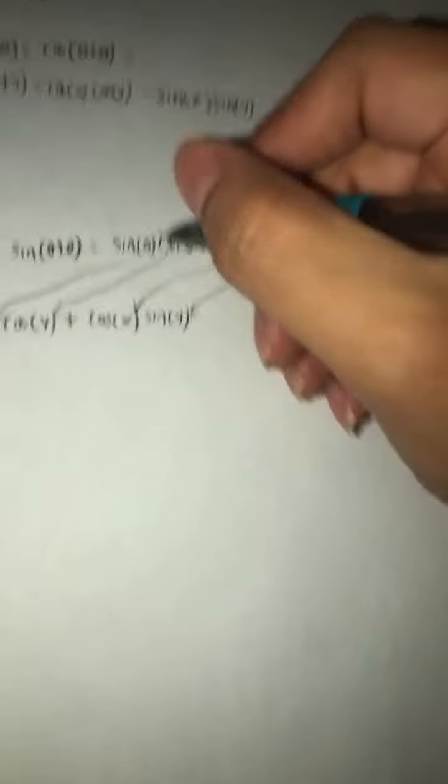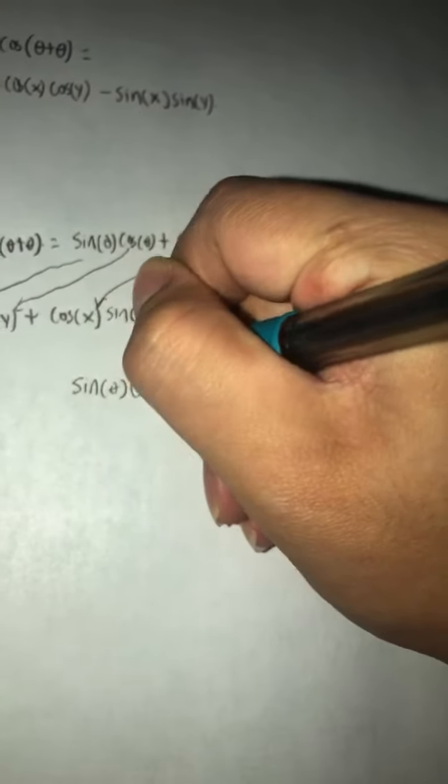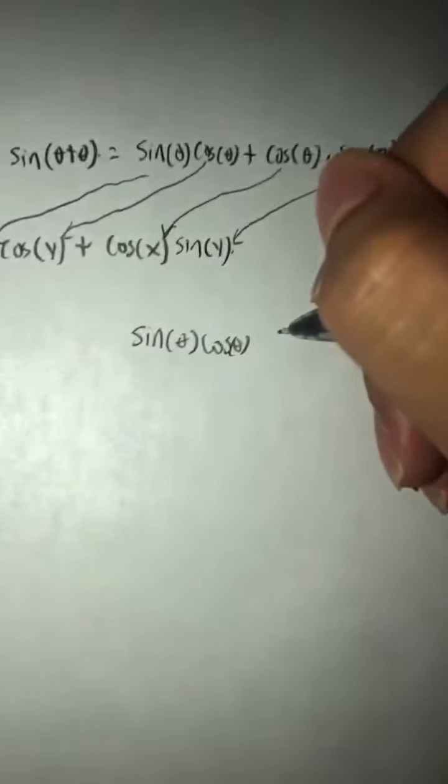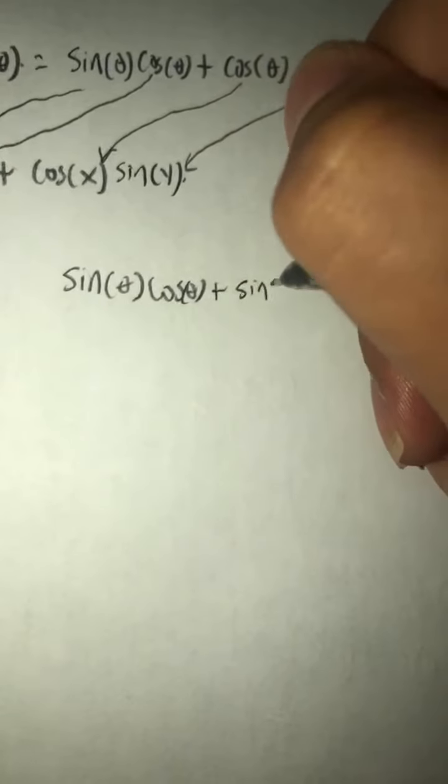So then this becomes sine of theta cosine of theta, and then plus sine of theta, because really cosine of theta sine theta is equal to sine theta cosine theta.